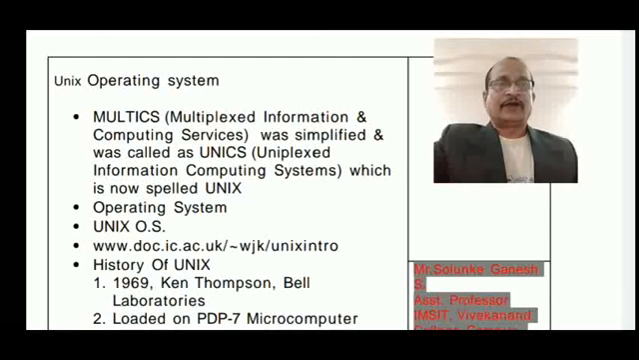First of all, we are going to see the definition of Unix operating system. The Unix operating system is a multi-user operating system that allows a number of users to use the system simultaneously. Simultaneously indicates that more than one user uses that one system concurrently.